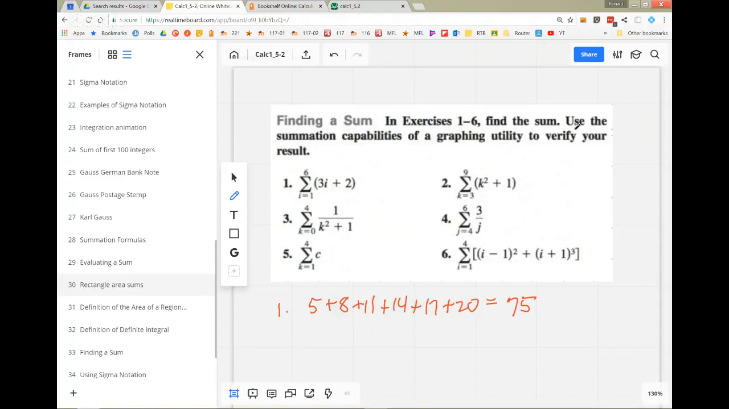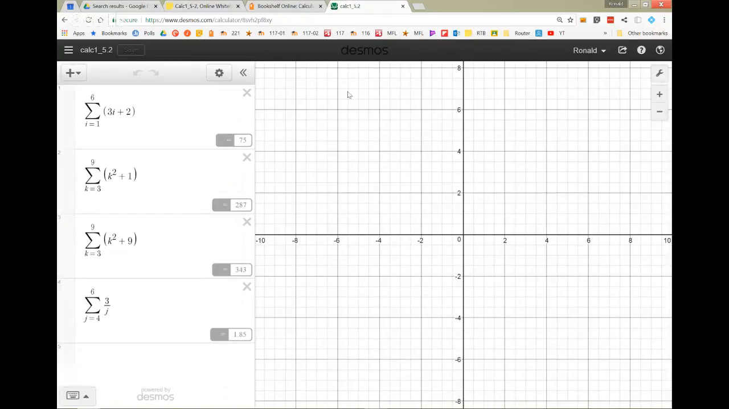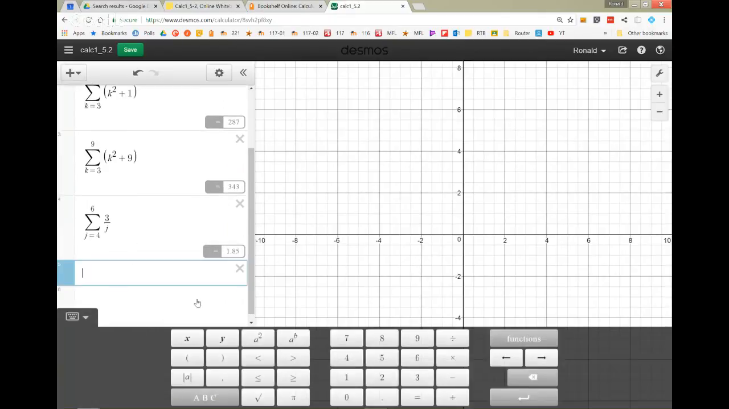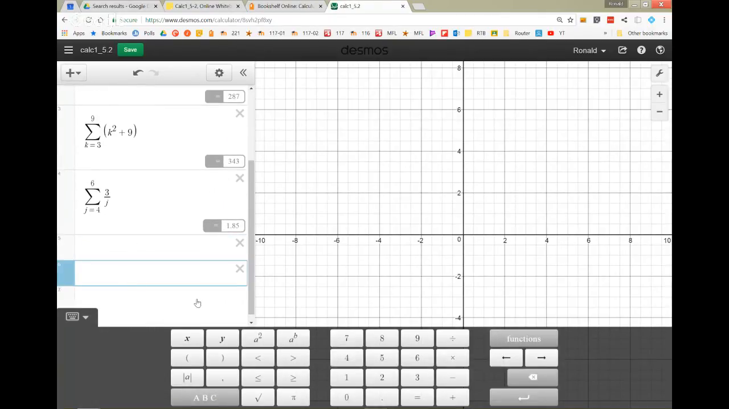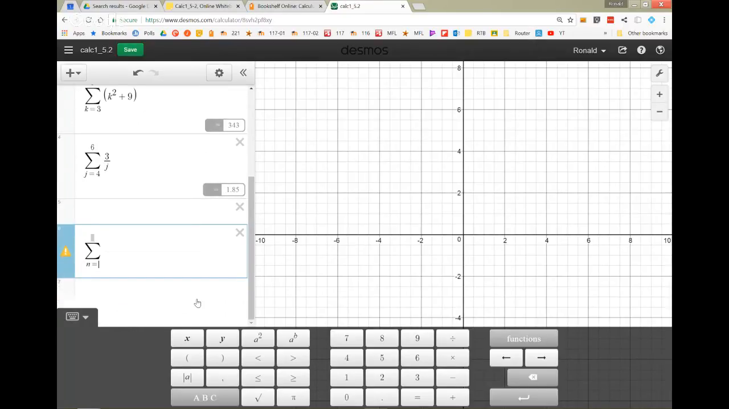Now I've got a really cool thing to share with you, and that is this part right here. It says use the summation capabilities of your graphing utility to verify your result. So guess what? Desmos does this really, really cool. It does summations. Here, let me just show you. Here's what we would do. You type in the letters SUM, and as soon as you put in the M of SUM for summation, right away you notice this thing pops up.